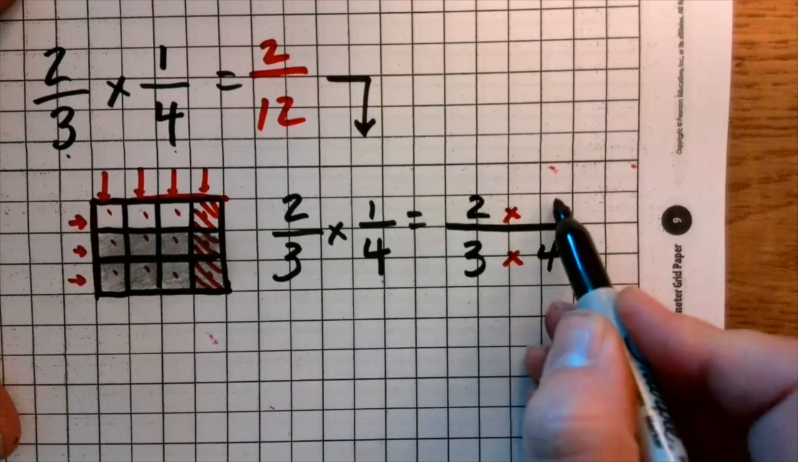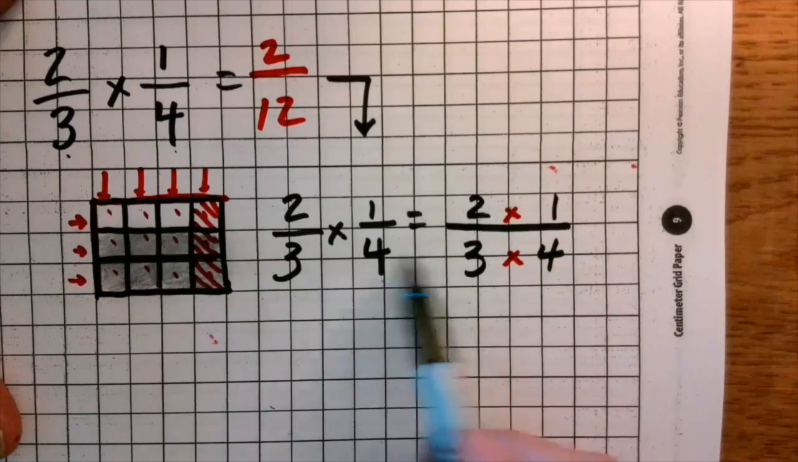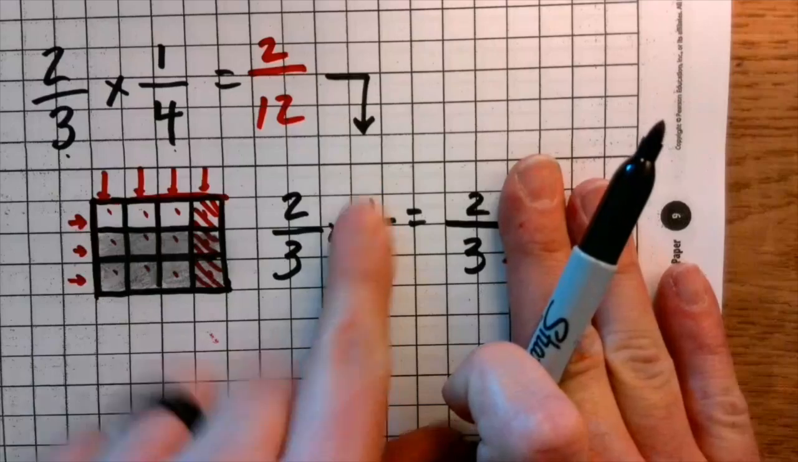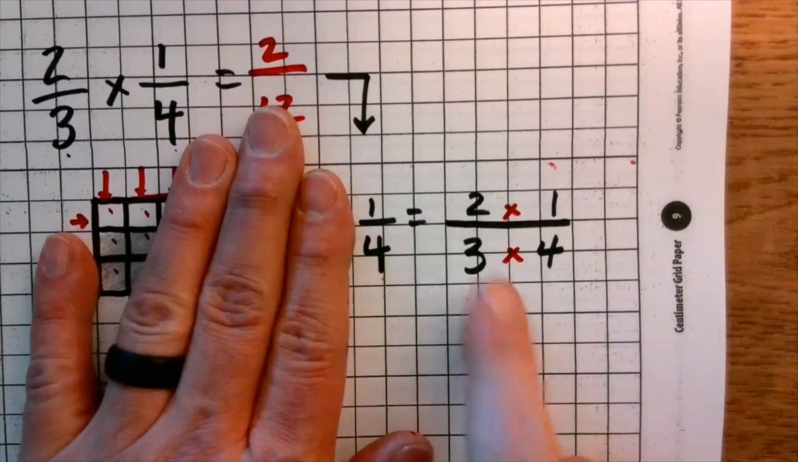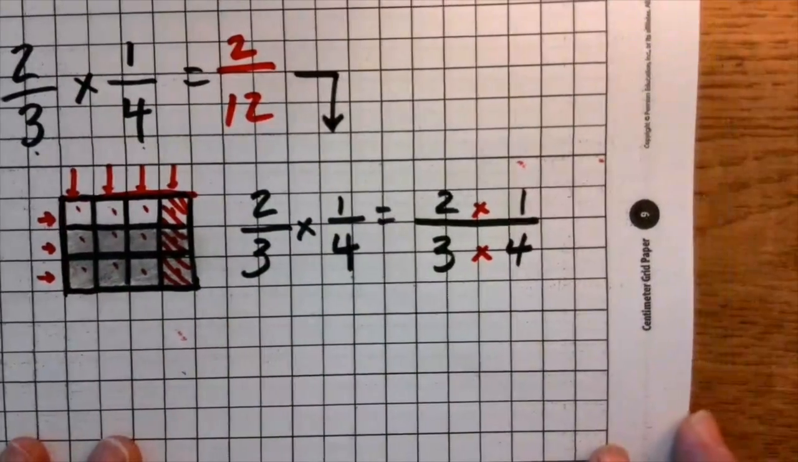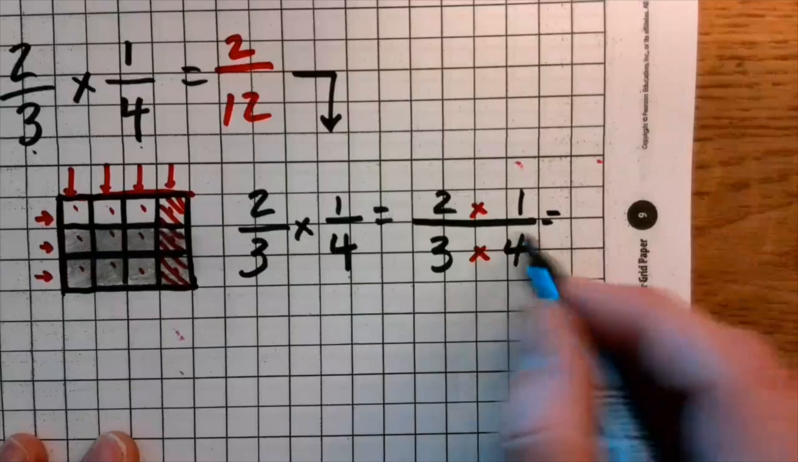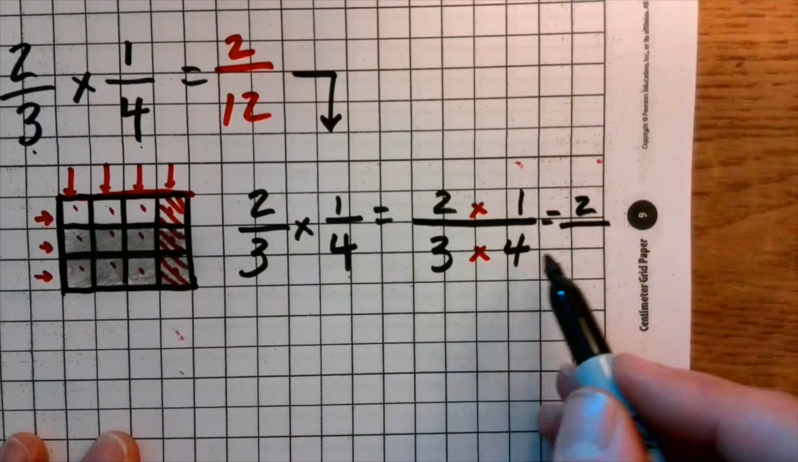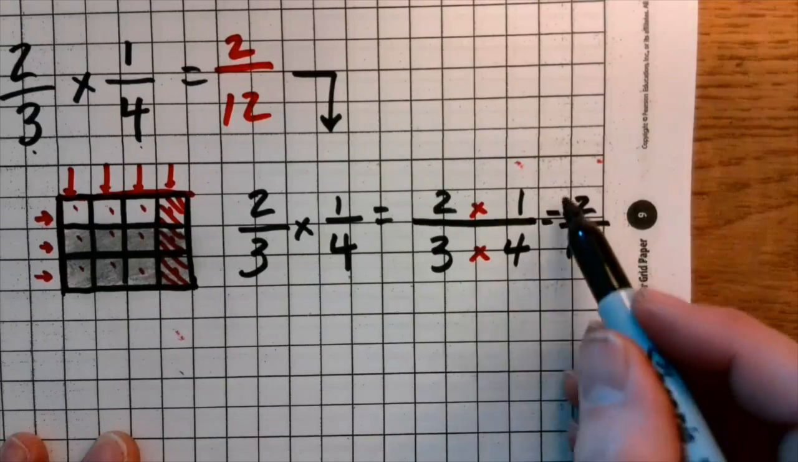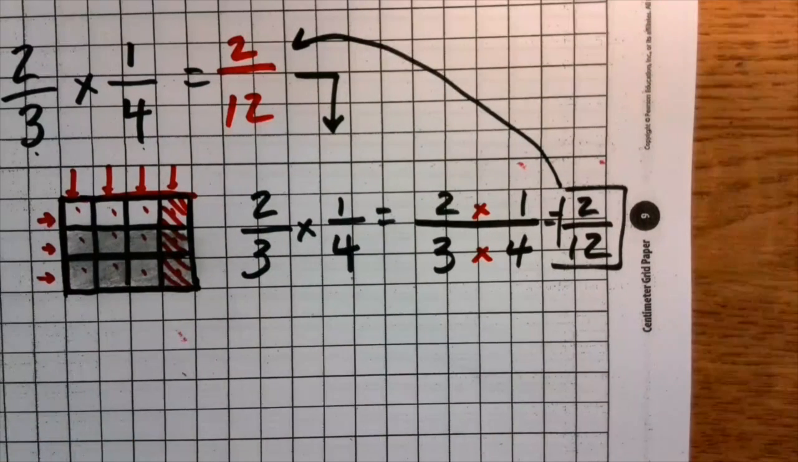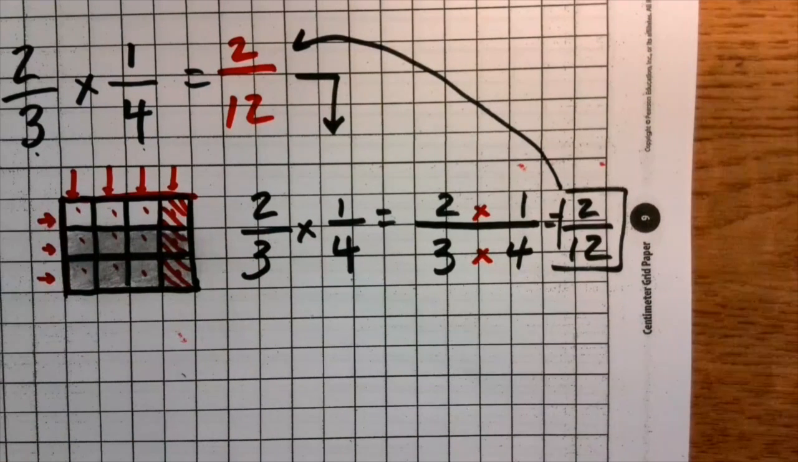Just how the algorithm goes, you put the numerators on the top, the denominators on the bottom. Still the fraction 2 thirds is there, and the fraction 1/4 is there. But what we did is we squished them together onto one fraction bar, multiply 2 times 1 to get 2, and multiply 3 times 4 to get 12. And 2 twelfths matches up with what we got, and our algorithm right there is 2 twelfths. So that's a lot. I know it's a lot.